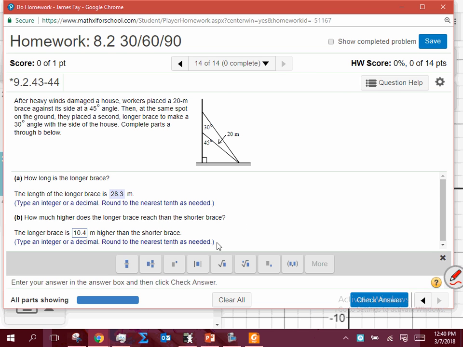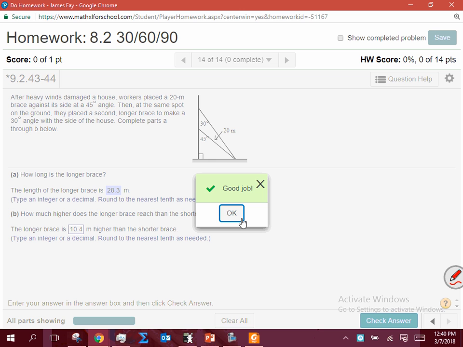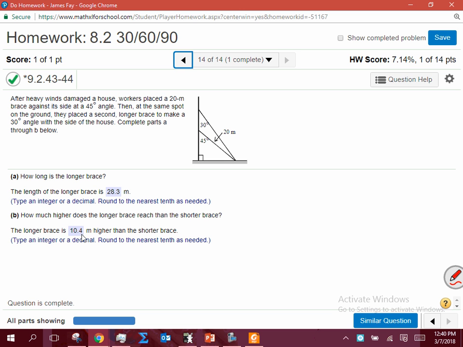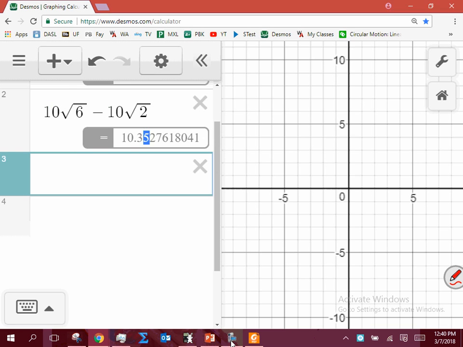Just double check. And let's see here. Where's the button? Let's check answer. And this one says I'm right. Okay. Some of you are going to see that you typed in 10.4 and it says you're wrong. It should have said 10.3. Okay. So let's talk about what's going on there.